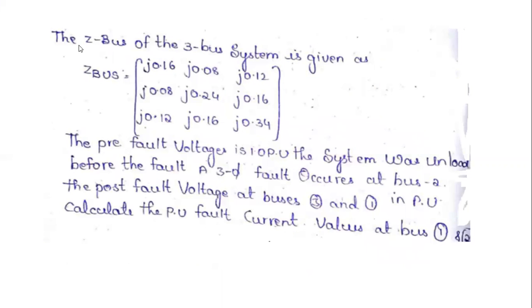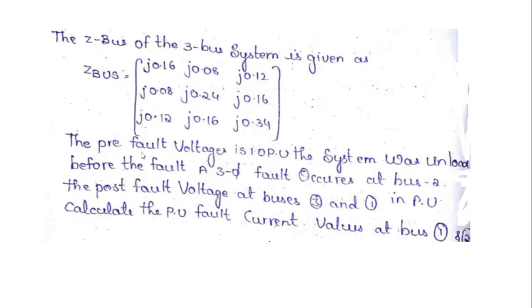In this problem, the Z bus of a three-phase bus system is given in the question. Therefore Z bus is equal to j0.16, j0.08, j0.12, j0.08, j0.4, j0.6 and so on, j0.34. This is the given Z bus. By using this given Z bus, calculate the per unit fault currents.